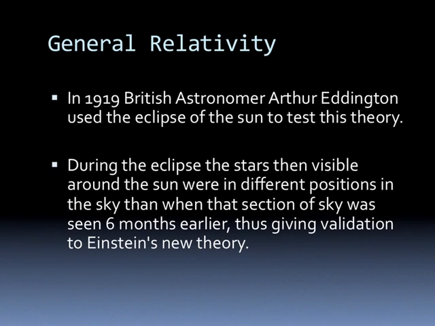In 1919, British astronomer Arthur Eddington used the eclipse of the sun to test this theory. During the eclipse, the stars that were then visible around the sun were actually in different positions in the sky than when that section of the sky was seen 6 months earlier, thus giving validation to Einstein's new theory.